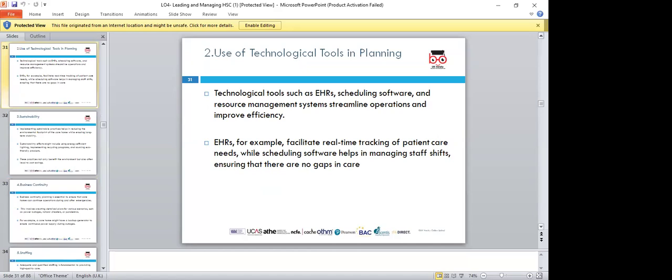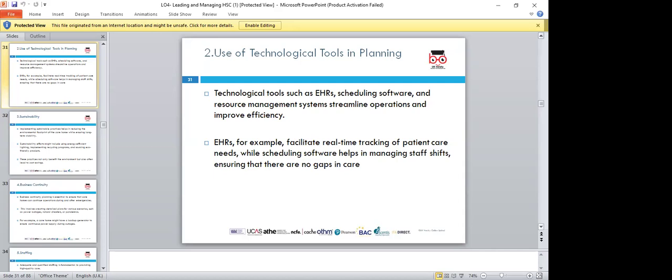And then we use some tools in the planning process. Some of them are what we call the EHR, the scheduling software, and resource management systems to streamline operations and improve efficiency.